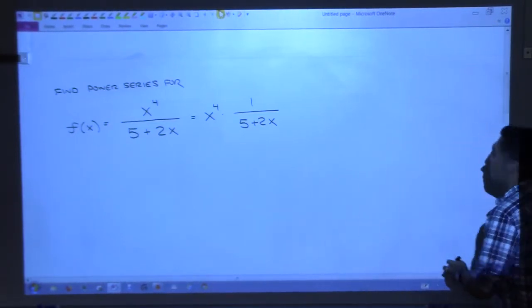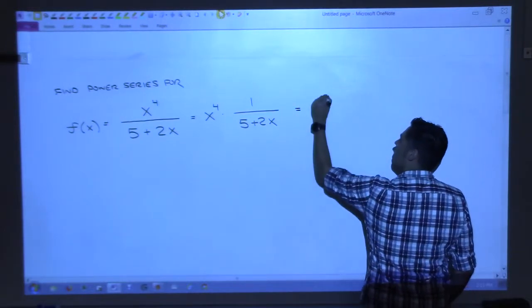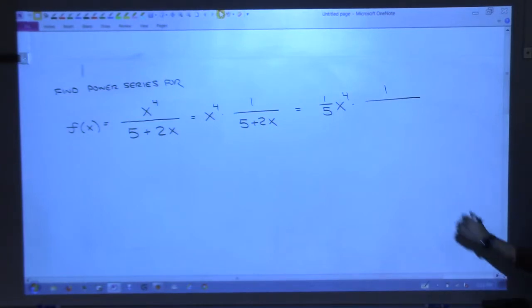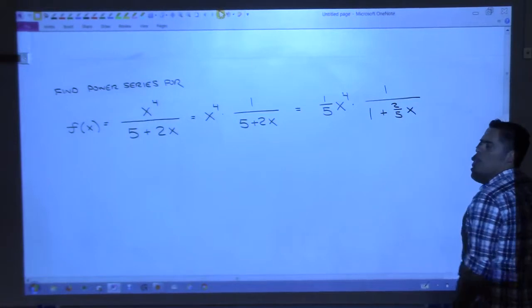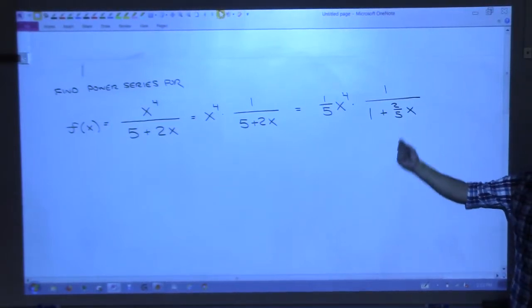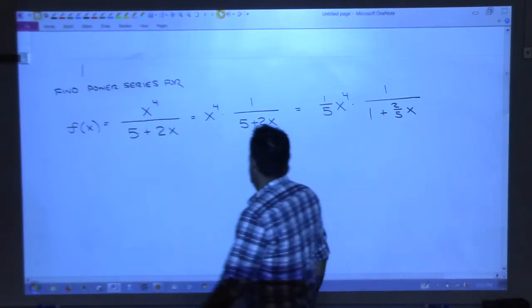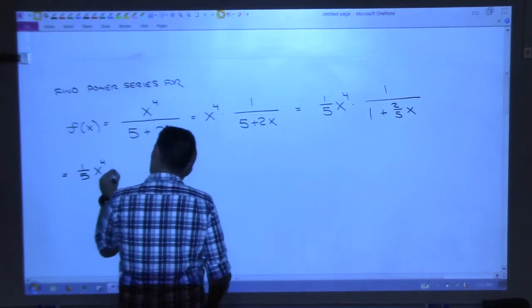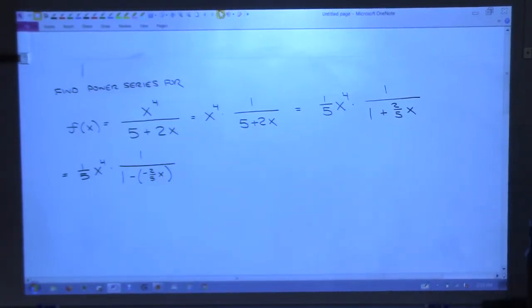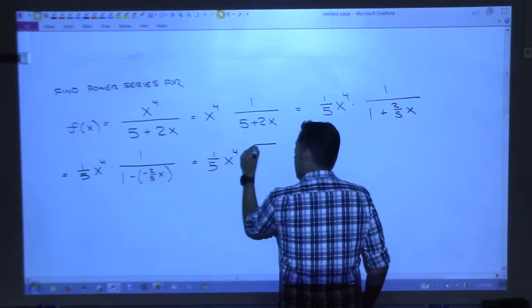Okay. Now, let's try and rewrite this so that it looks like 1 over 1 minus u. So first thing I'm going to do is this. You tell me what goes under there now. 1 plus 2/5 x. So what I did is I factored a 5 out of both of these so I could get a 1 here like I need. When I pull a 5 out of the 2, it has to become 2/5. And that can just go out front. And now I can turn my plus into a minus minus, right? So this will become 1/5 x to the 4th times 1 over 1 minus negative 2/5 x, which should equal 1/5 times x to the 4th times this infinite series.